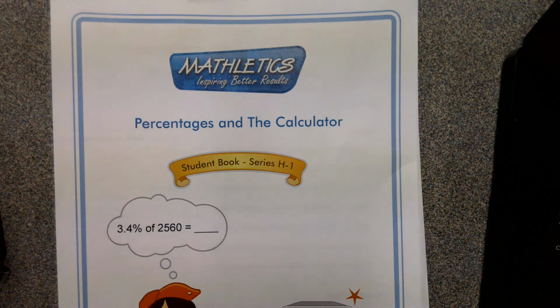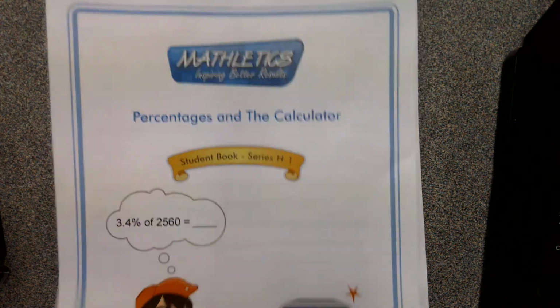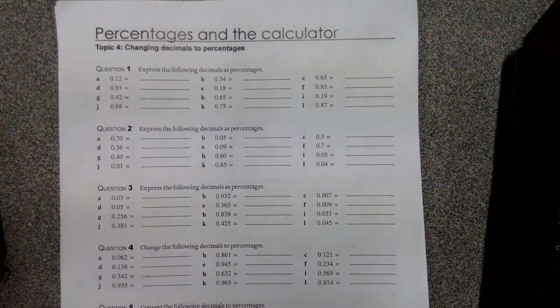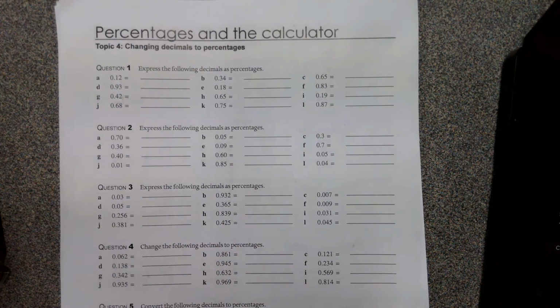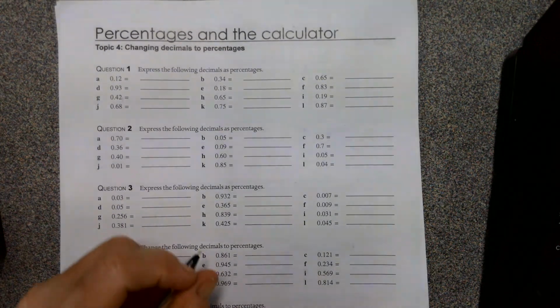Year 7 Maths. We're still working through this booklet. It's got 9 topics. We're up to topic 4, so let's go to topic 4 and we'll continue with the answers. Express the following decimals as percentages.